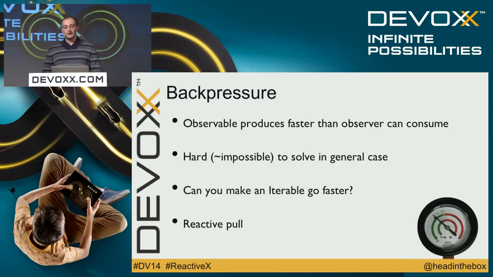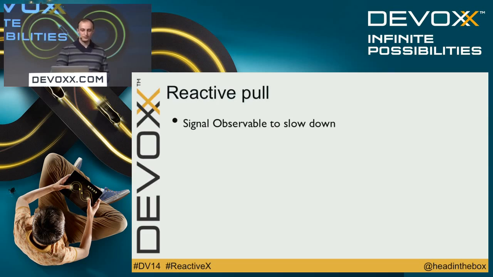Now, what Rx does in this situation is basically implement a reactive pull model. So basically, asynchronously pull items whenever we want to signal an observable to take it a little bit easier. So what is this reactive pull? Like I said, it's really used to signal a fast producing observable to slow down, take it easy.